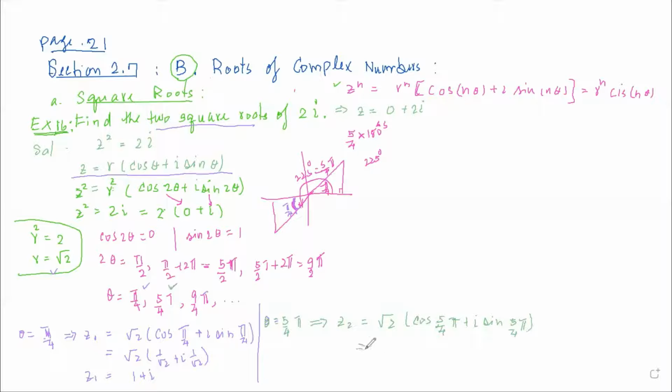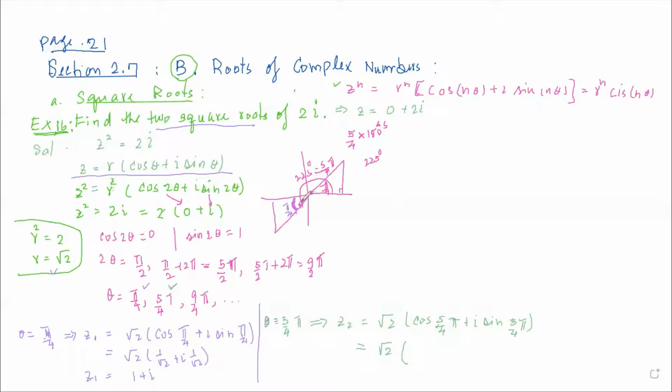And then just simplify, do the same way. Then you're going to get the second root. Okay, so 5 over 4 pi is 225 degrees. The root is square root 2. But 5 over 4 pi is 225 degrees, so it drops in the third quadrant.